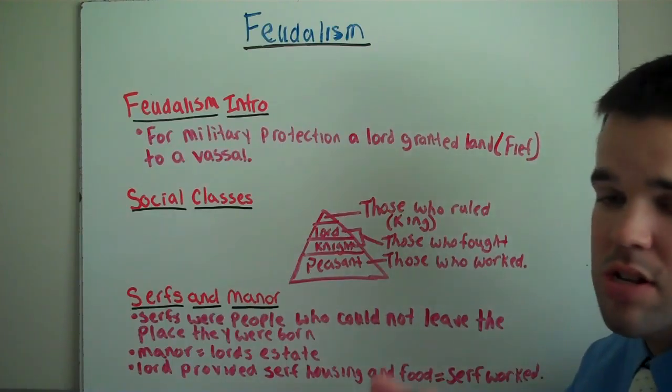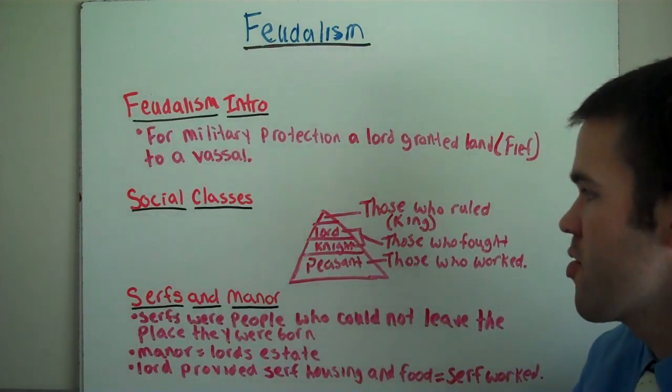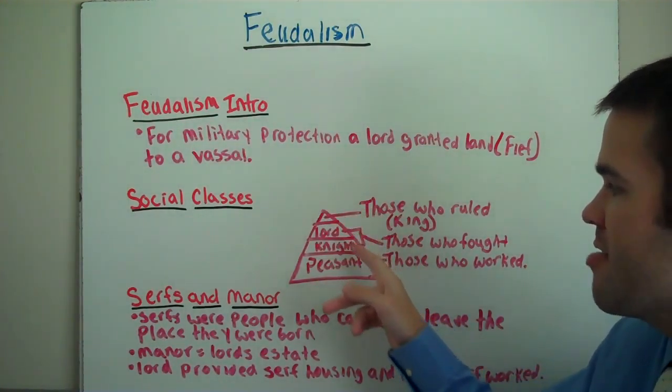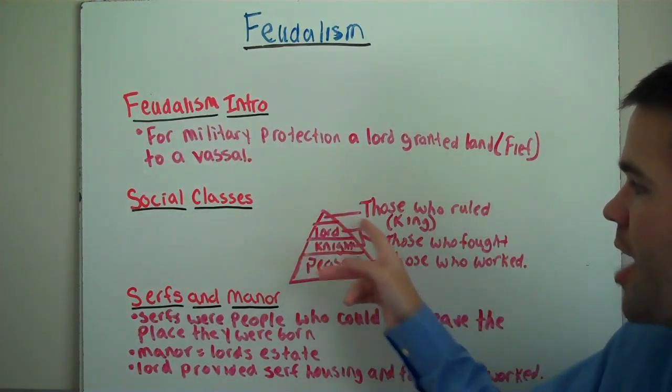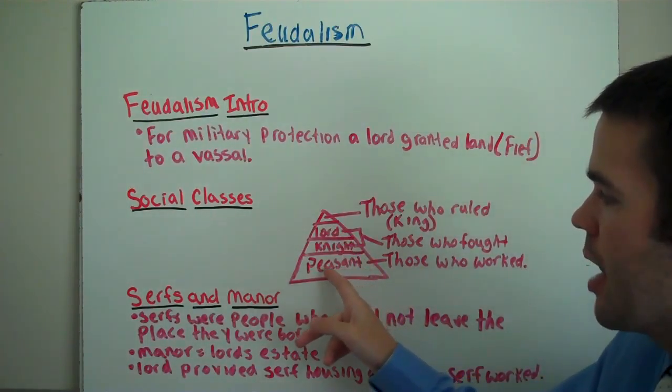There are three main roles in the feudalism pyramid. There are 4 levels. The 3 roles are those who rule at the top, the next 2 are those who fought, and the bottom one is those who worked. At the top is the king, the next 2 are the lord and the knight, and the bottom one is the peasant.